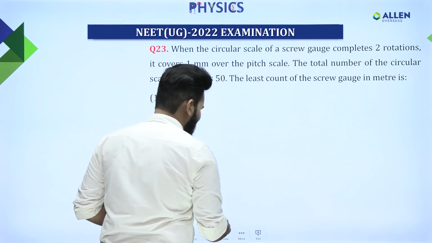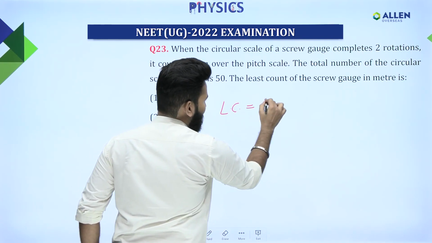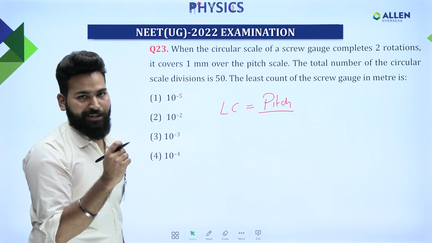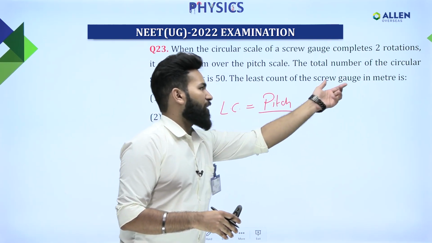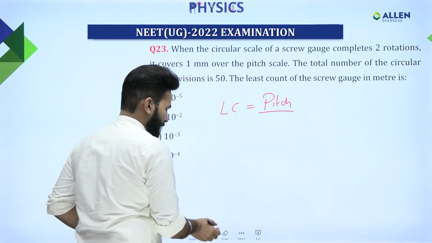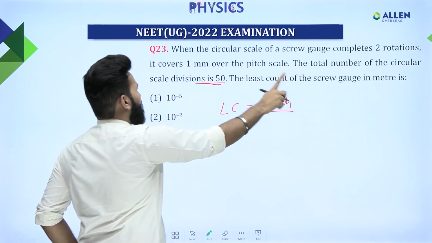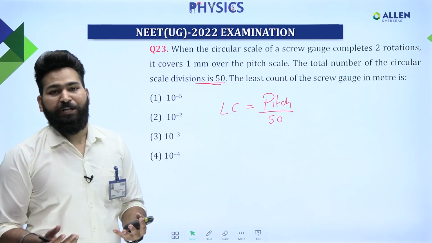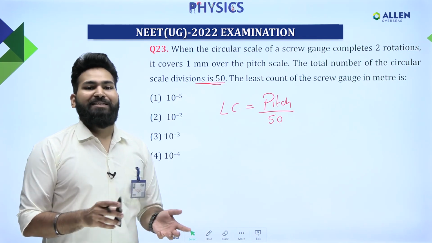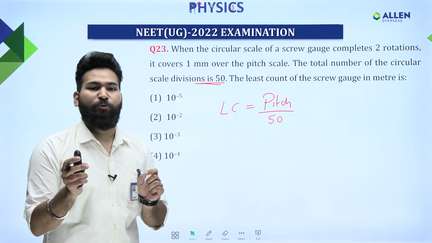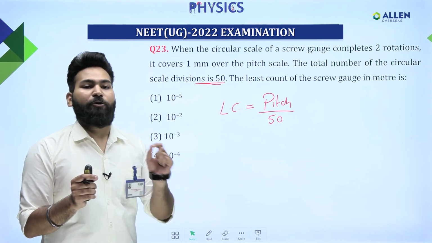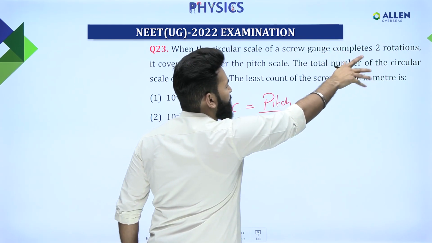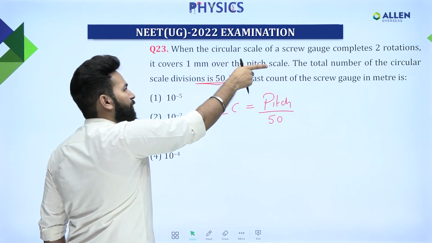Okay, so we have to find the least count, and we know that least count is nothing but pitch divided by the number of divisions on the circular scale, and it's given very clearly in the question that the total number of circular scale divisions is 50. So least count will be pitch divided by 50. Now how will we calculate the pitch? Pitch is the linear distance moved by the linear scale on one complete rotation of the circular scale. It's given that the circular scale of a screw gauge completes 2 rotations and covers 1 mm over the pitch scale.